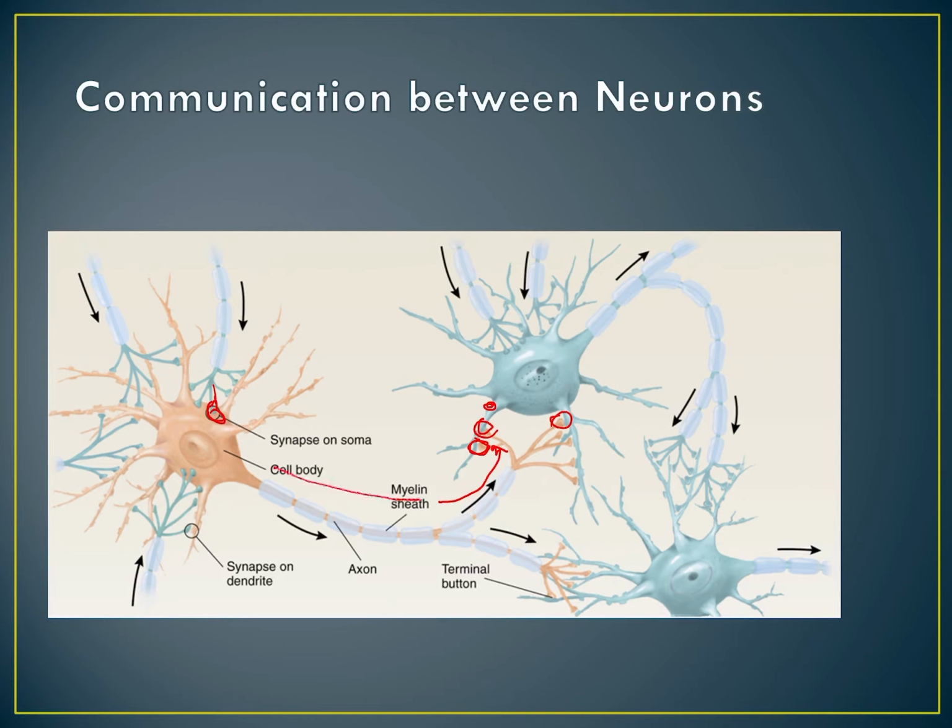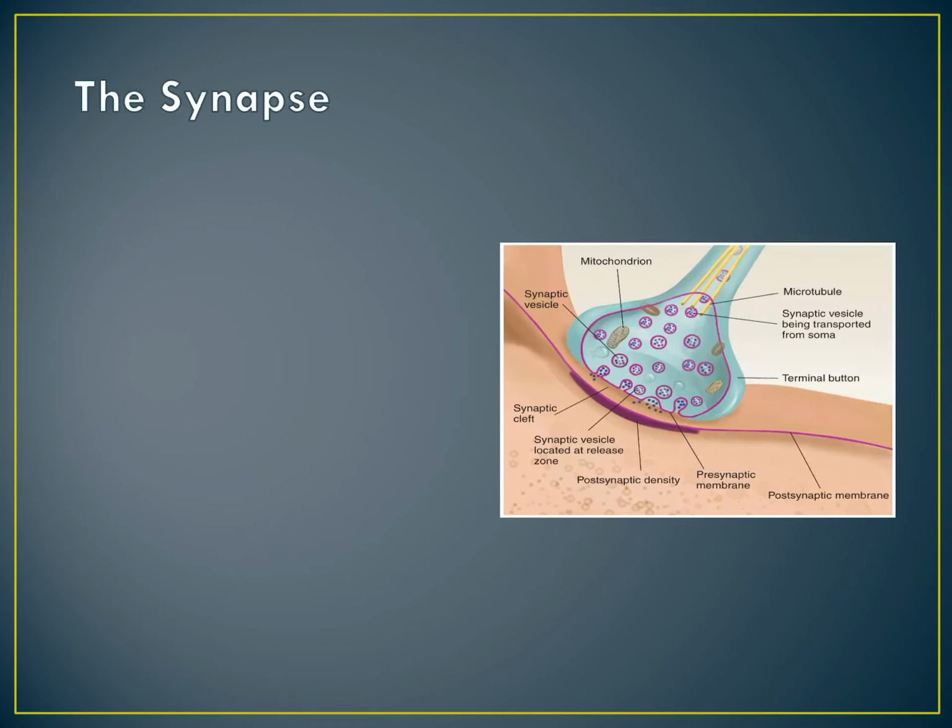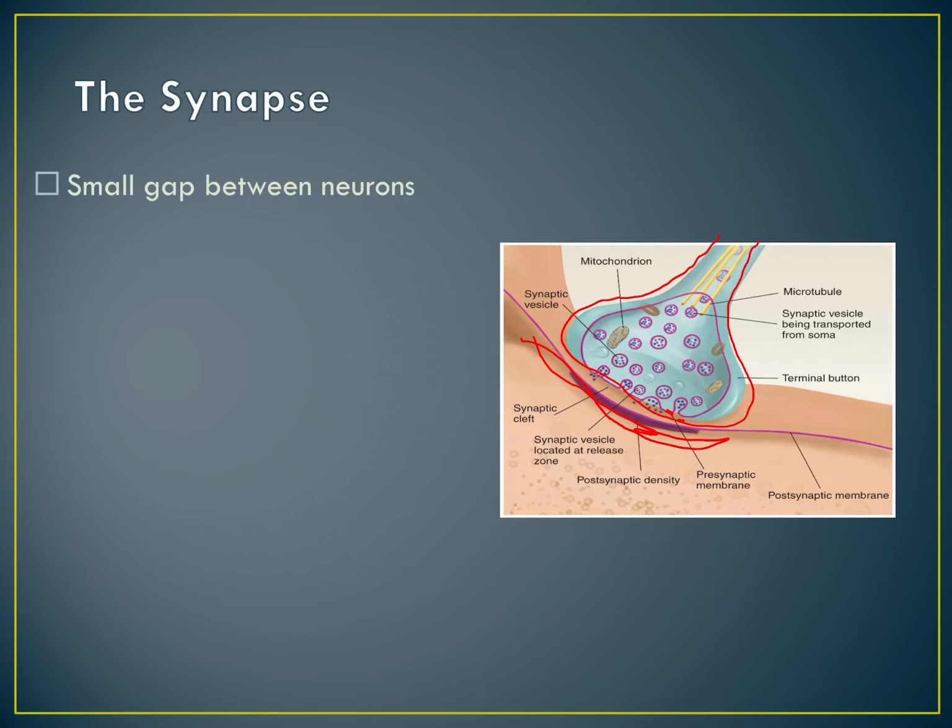This is the sending cell, sending the chemicals to the receiving end, in this case this blue cell. Here's a close-up look of the synapse. So this is the terminal bouton, the sending neuron, and then here we have the receiving neuron. Okay, so we have the presynaptic membrane and the postsynaptic membrane. And so what we're doing here is essentially sending that chemical information from one cell to the next.